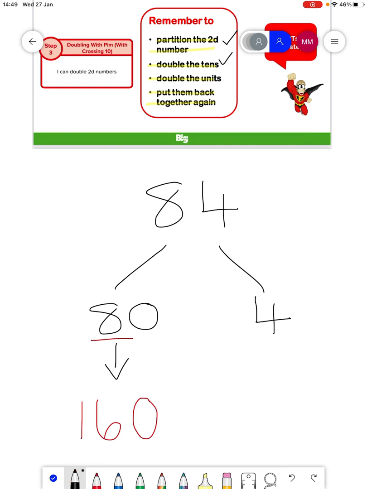Let's double our units now. Double 4. 4 add 4 is 8. And last step we have to put that back together. 160 add on 8 would be 168.